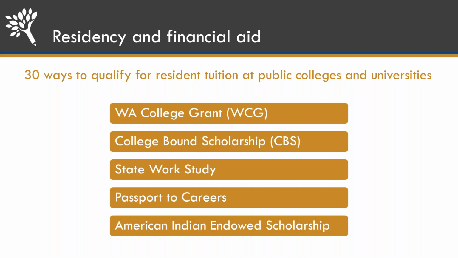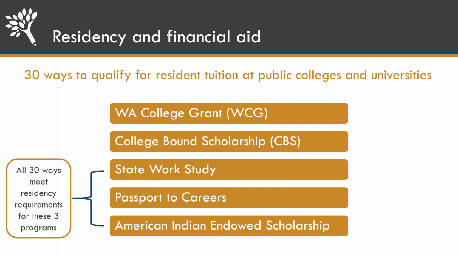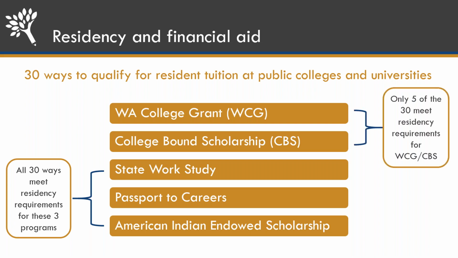And of course, our financial aid programs use some of those ways to figure out who meets residency requirements for aid. So here are our 5 primary aid programs in the state, and all of them have residency requirements, as you know, but they don't all have the same ones. So the 30 ways to qualify for resident tuition are also the same 30 ways that meet residency requirements for State Work Study, Passport, and American Indian Scholarship. But only 5 of those ways meet the residency requirements for College Grant and College Bound.